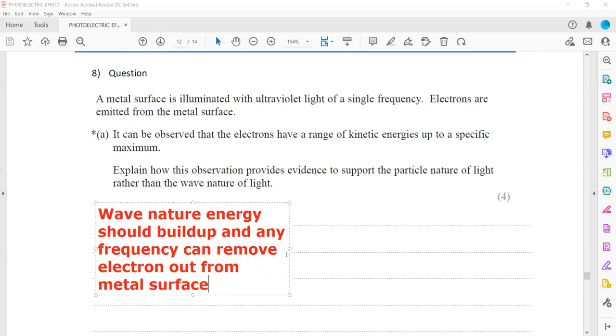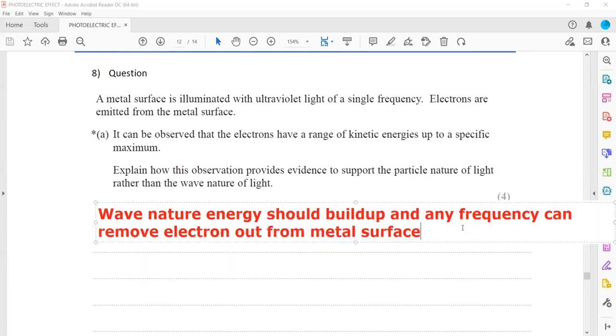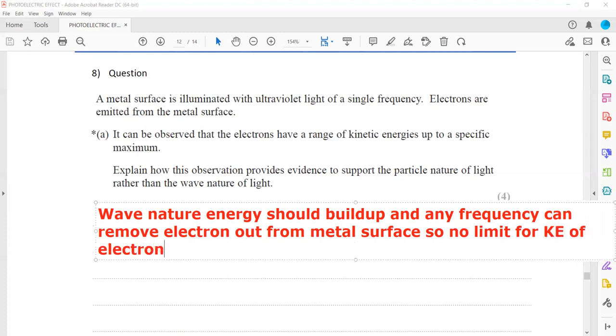So any energy can remove the electron out from the metal surface. As a result, what will happen? As any energy can remove the electron out from the metal surface, there should be no limit to the kinetic energy. So no limit for kinetic energy of electrons means any electrons can have any kinetic energy.